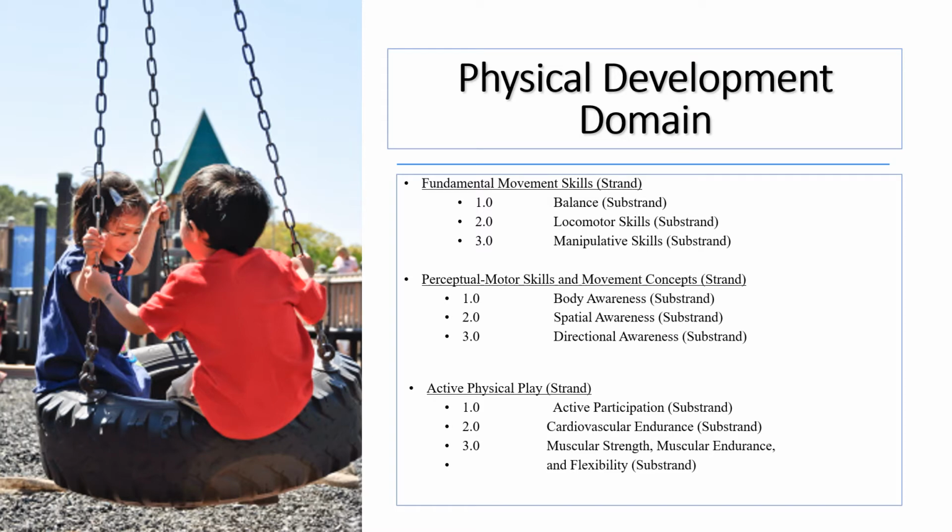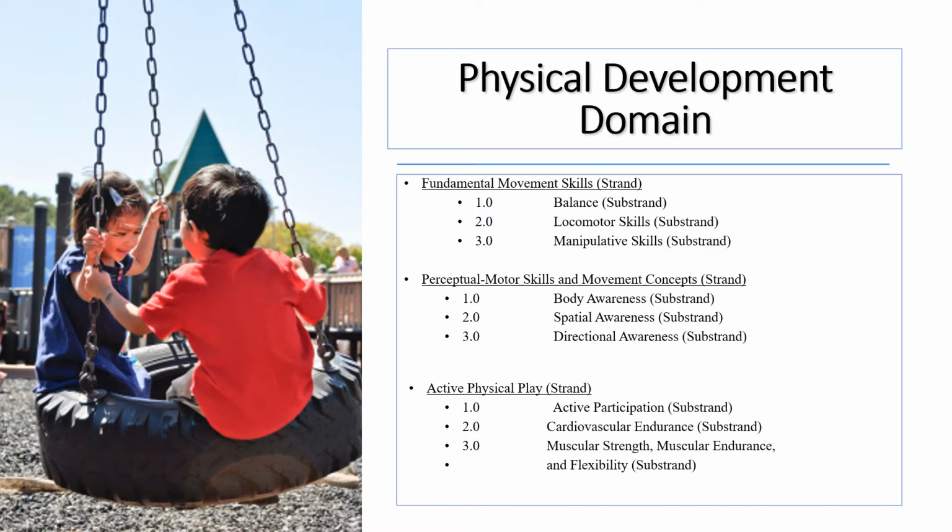So physical development is the domain, and there are three strands. There's fundamental movement skills, perceptual motor skills, and movement concepts. And perceptual motor is the combination of how we perceive information from our senses, and then our large and small motor skills. And then the third strand is active physical play. And so those are the strands. So we have the domain and the strands. And now let's look at the substrands related to this domain and these strands.